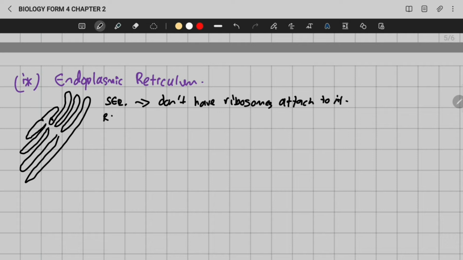But it is different from the rough endoplasmic reticulum. Now imagine your table has dust here and there. You catch it and you feel that it is a bit rough. So that is our rough endoplasmic reticulum. They have ribosomes attached to it. So how to draw it? You just put these tiny things, and that is your rough endoplasmic reticulum.